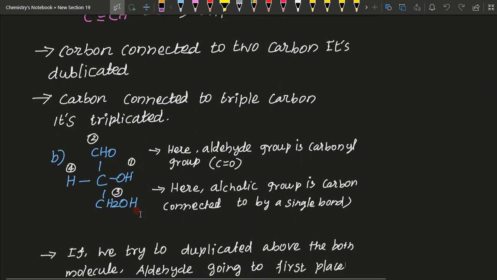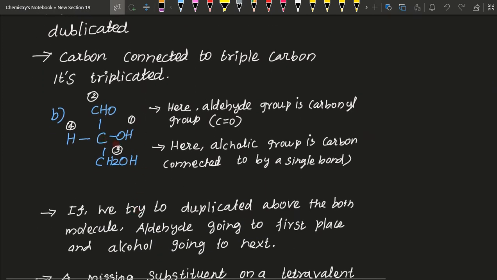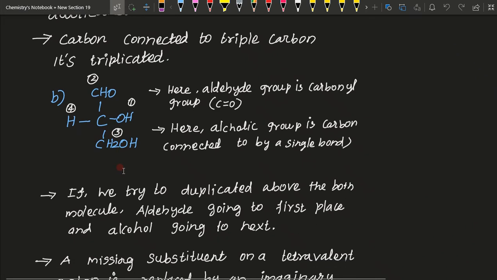Another example, B. See, alcohol is first, second one is CHO aldehyde, third one is methanol, fourth is hydrogen. Here the aldehyde group is a carbonyl group, C double bond O, so it is going to second place. Here the alcoholic group is carbon connected by single bond, so it is going to third priority. Please understand this.